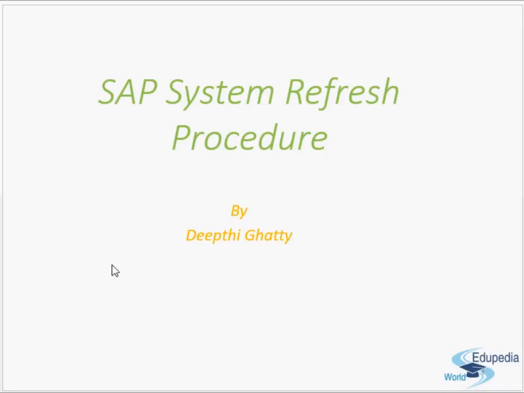In this video we'll learn about the SAP system refresh procedure. So what is a system refresh in SAP? It's also known as a system copy. A system refresh is nothing but you have two different SAP systems. They have different SIDs. So you copy the entire database data from one system to another. It's not restricted to one client, but you copy the entire database from one system to another. So this is known as the system copy or system refresh procedure.